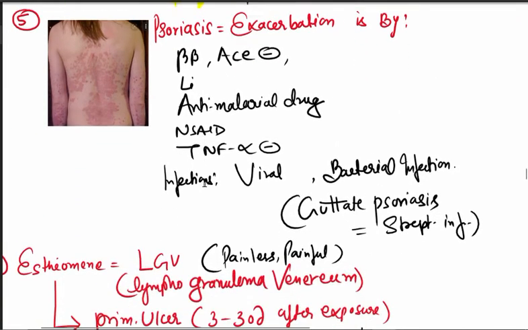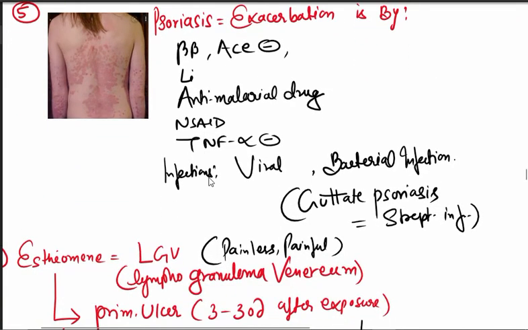Okay, next one, this photo is of psoriasis, and exacerbation is by beta blocker, ACE inhibitor, lithium, anti-malarial drugs, NSAIDs, TNF alpha inhibitor, and some infections also, like viral and bacterial infection. One of the bacterial infection conditions is known as guttate psoriasis, which is caused by streptococcal infection.